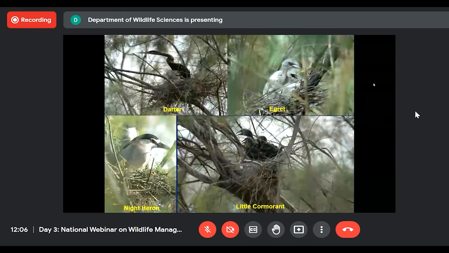Then this is the heronry. It was established after developing Yamuna Biodiversity Park. The darter migrates, and the night heron. This was the last nesting night heron from Delhi itself. Now it has been established. And then the little cormorant. So they are all maintaining it, the heronry is being maintained. They are nesting. Most welcome. Next, please.